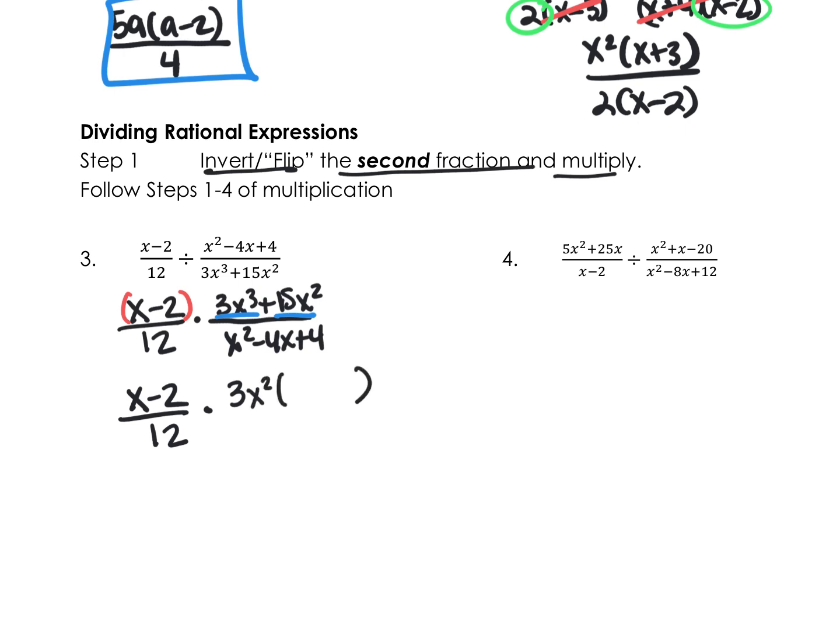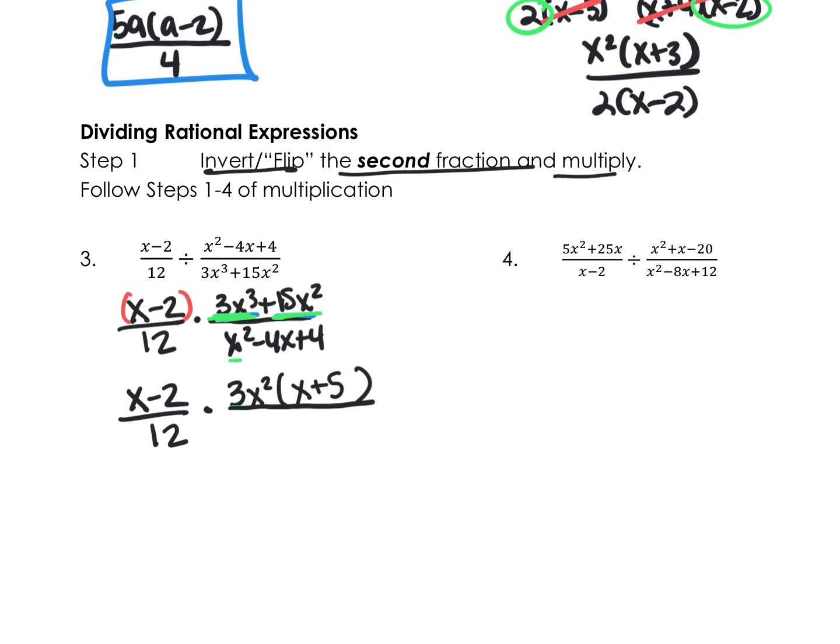left. So for this first part here, 3x cubed, when we take out 3x squared, we're just left with an x. When you look at 15x squared, divide that by 3, and we're just left with 5. And we took out an x squared, so that's all we're left with. So that's factoring the GCF out of the top.